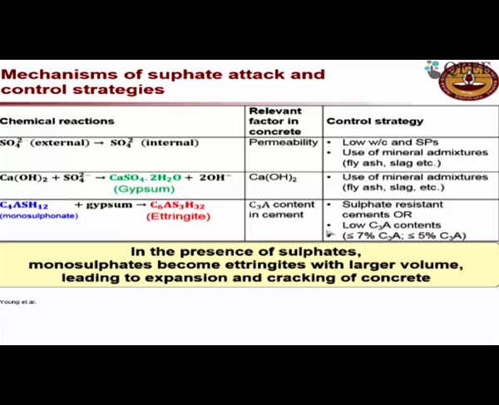And what is that percentage we are talking about? It is about less than 7% C3A. Or if you actually make it less than 5, 4 like that, you will have a much better resistance against sulfate attack. So the lower the C3A content, the better, it will have better sulfate resistance.